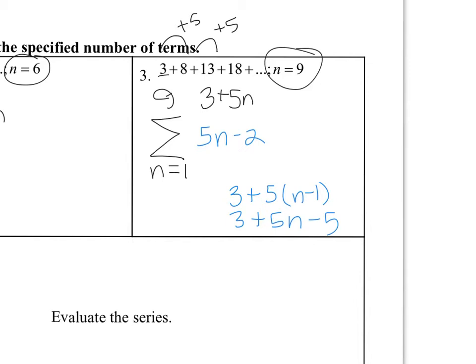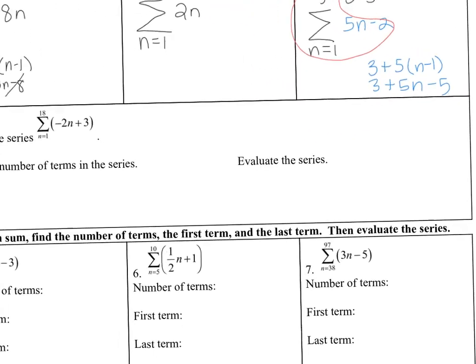So let's check to see if it works. If I plug in 1, 5 minus 2 is 3. If I plug in 2, 10 minus 2 is 8. If I plug in 3, 15 minus 2 is 13. It works. So a common mistake is just to do 3 plus 5n.